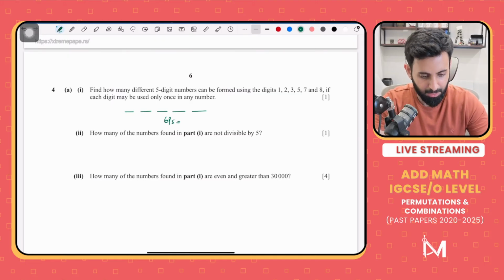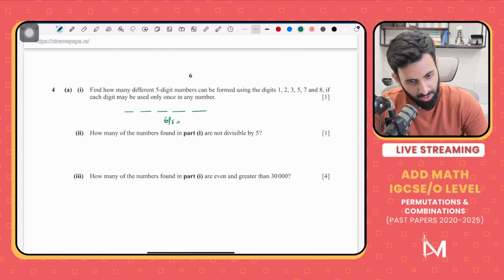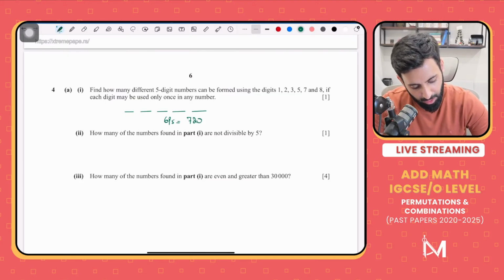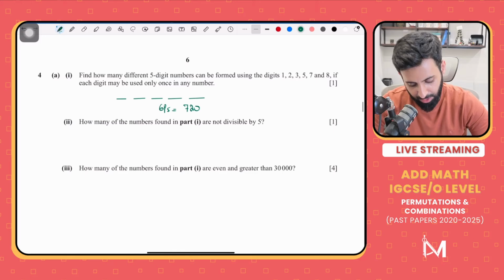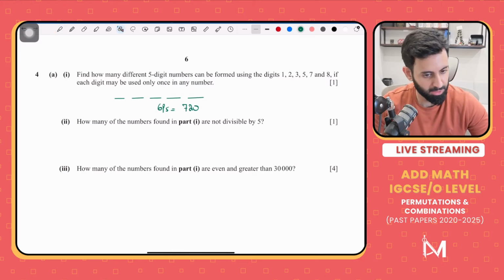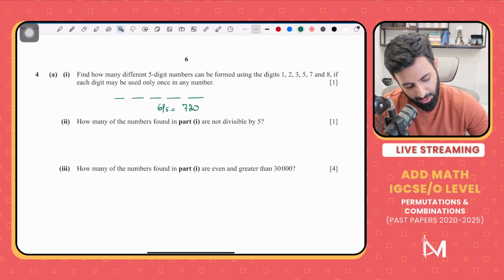Okay, so 6P5, what's that equal to? That's equal to 720. There you go. All right. How many of the numbers found in part 1 are not divisible by 5? All right, so what you can do is you can first find out the numbers that are divisible by 5 and then subtract that from the total.